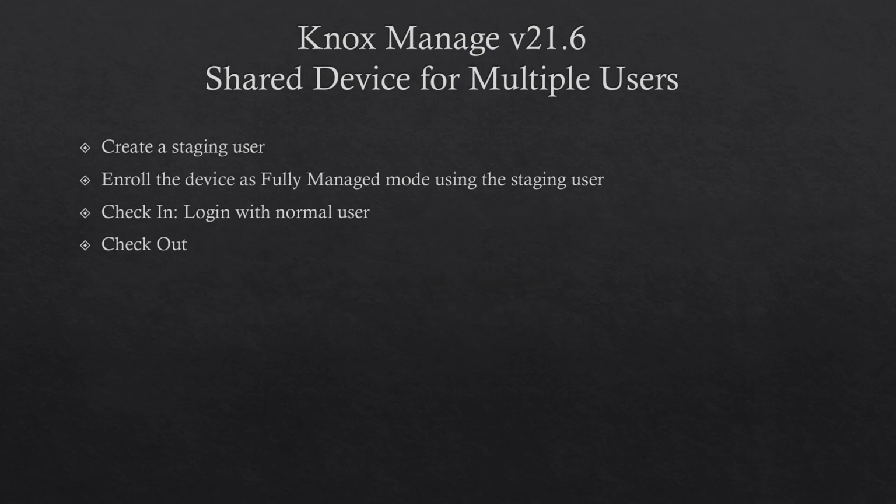How do we set up a device in this mode? There is a new user type called staging user introduced in Knox Manage 21.6. We create a user with the staging user type, and we use those credentials to enroll the device in fully managed mode. At the end of the enrollment, it will be in a kiosk mode with a login screen to check in to the device. At that stage, a normal user will check into the device by entering his credentials. After using the device, he'll check out the device.